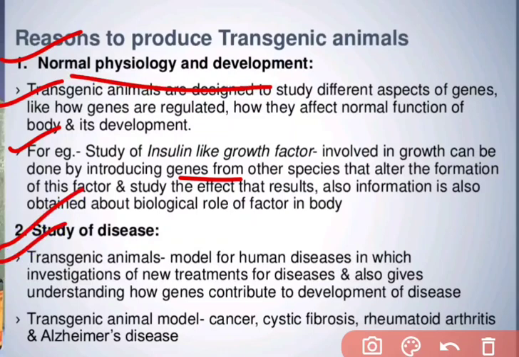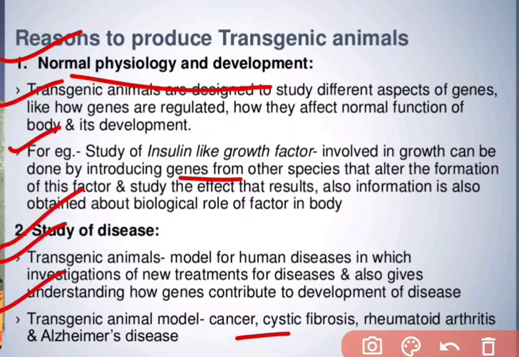How the treatment will be going on for the disease, how the genes contribute to the development of the disease, how the genes will be controlled. For that experiment we need the transgenic animals. Transgenic animal models exist for cancer, cystic fibrosis, rheumatoid arthritis, and Alzheimer's disease. So for that also we can use that.